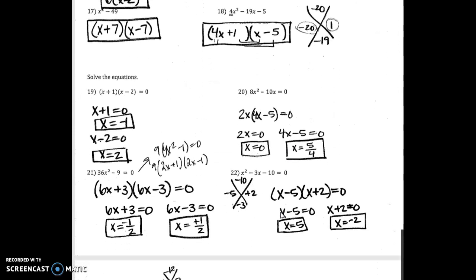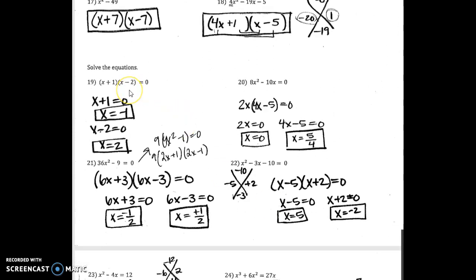Next section, we are solving, which is basically you start the same way. If it's already factored, if this first parenthesis times the second parenthesis equals 0, that means that 1 or both of these have to be 0. So you set x plus 1 equal to 0, solve it. You set x minus 2 equal to 0, and solve it. You can always plug these back in to the original to check and make sure they work. Up above, when you're factoring, don't forget you can always FOIL or multiply them back together to check.